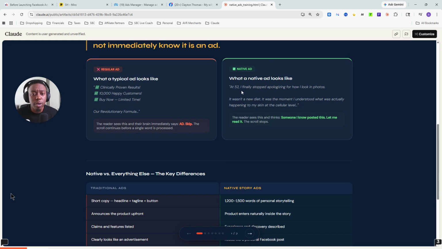like this, right? "At 52, I finally stopped apologizing for how I look in photos. It wasn't a new diet. It was the moment I understood what was actually happening to my skin at the cellular level." The reader sees this and thinks, someone I know posted this. Let me read it. The scroll stops. And that's the whole idea, right? So get someone to stop the scroll and then start selling them with the storytelling.